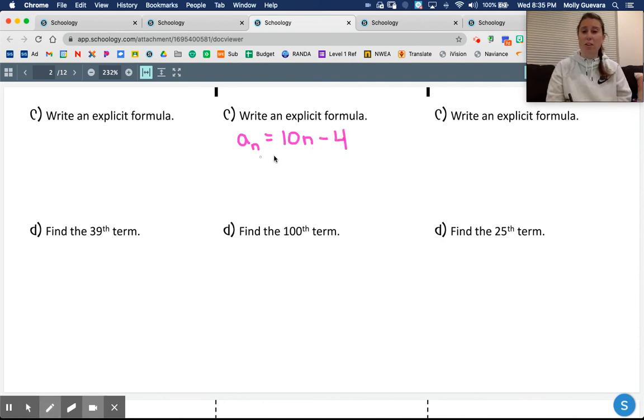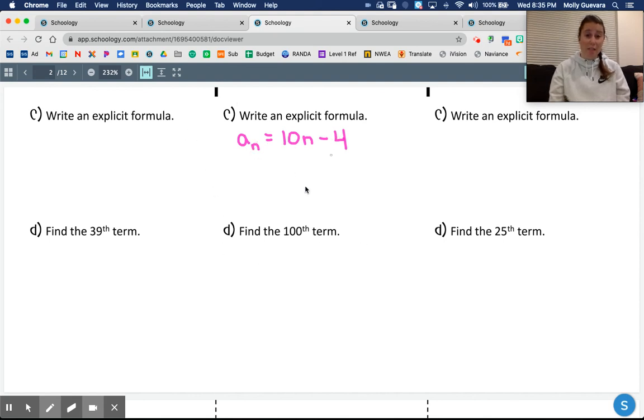And once I have that, notice this is just y equals mx plus b, right? This is my slope. What am I adding every time? This is my y-intercept. What is my starting value? My 0th term. So it's just y equals mx plus b. Just instead of y, it's a sub n, and instead of x, it's n. That's literally the only difference.